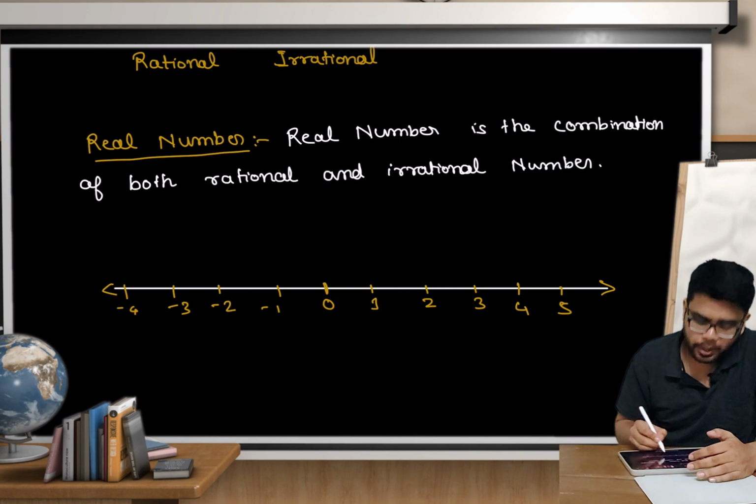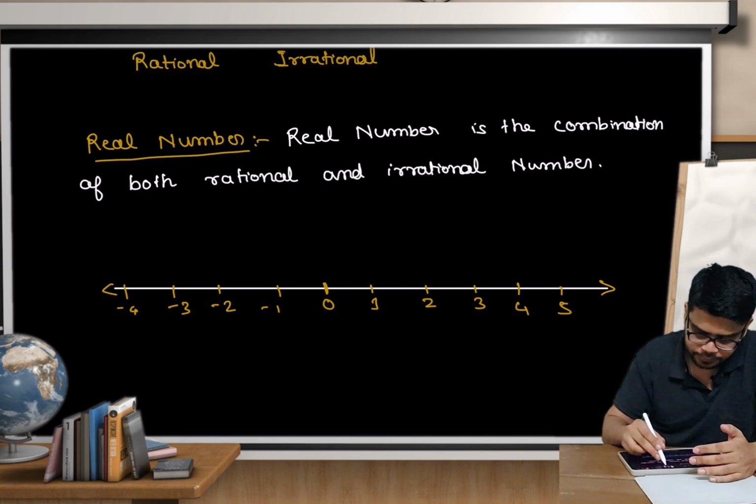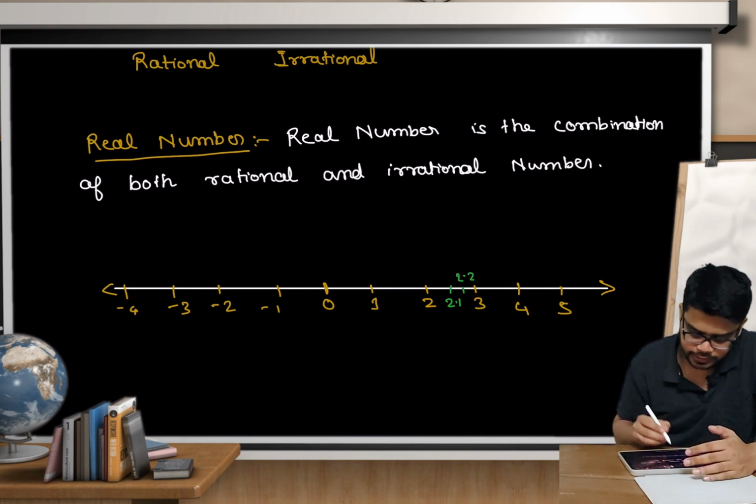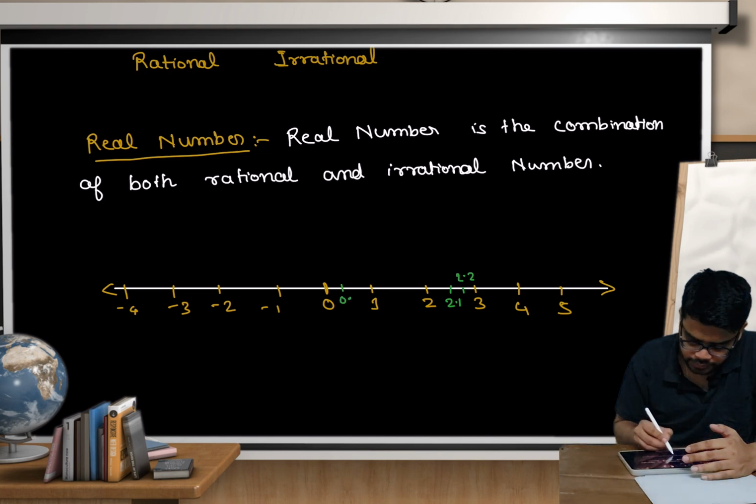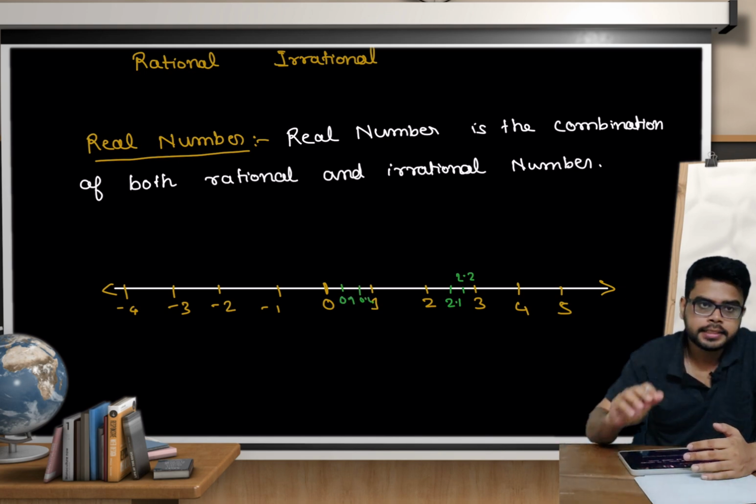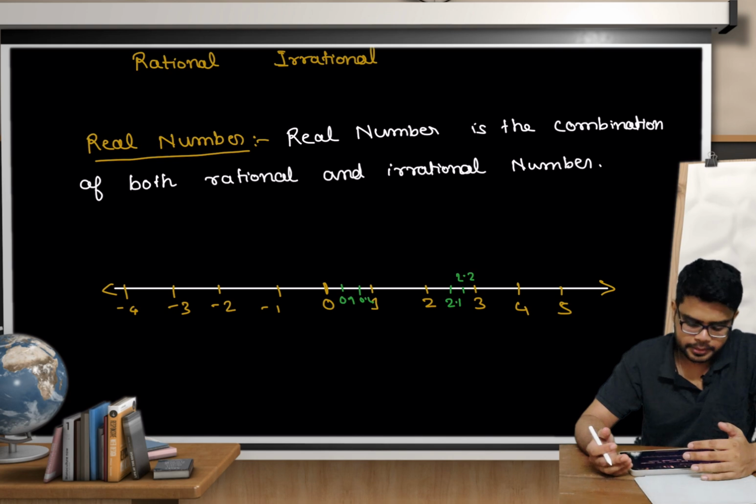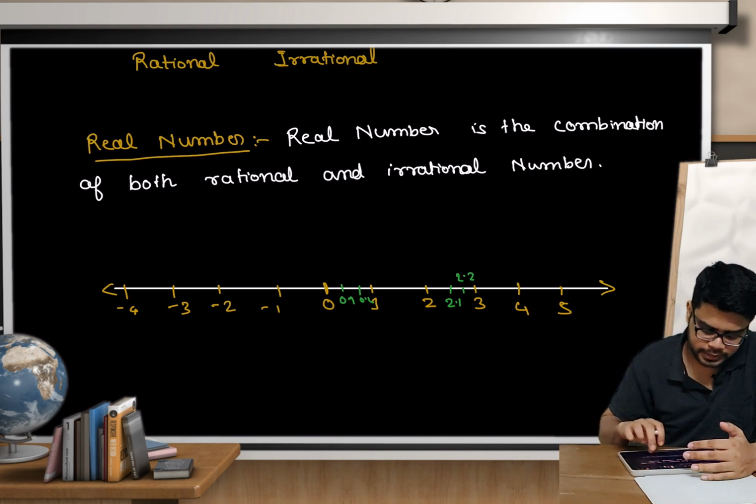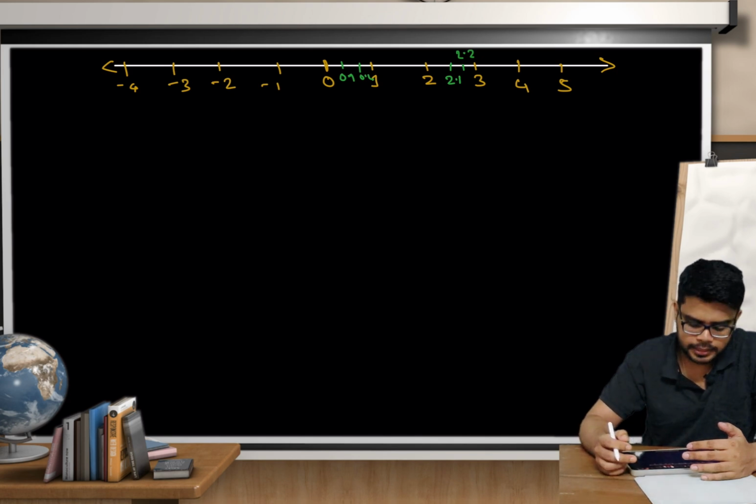Again, in between 1 and 2, there are infinite numbers. For example, it can be 1.1, 1.2, I am writing here 1.2. All these are actually real numbers. In between 0 and 1 also there are infinite numbers. For example, 0.1, 0.2, like this, all are real numbers, right? So real number is further divided into two types. One is rational number and another one is irrational number.